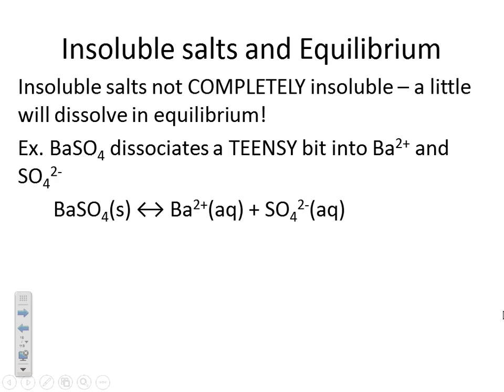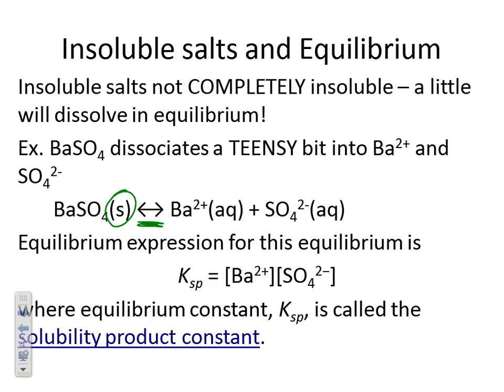For example, barium sulfate dissociates a teensy little bit into barium ions and sulfate ions. Because the amount that it dissociates is so small, we do talk about it being in equilibrium, a reversible reaction, because the barium ion and the sulfate ion can absolutely come back together and create barium sulfate solid. Notice that I have a solid there. Well, I can write an equilibrium expression for this, absolutely, doing products over reactants raised to their coefficients.